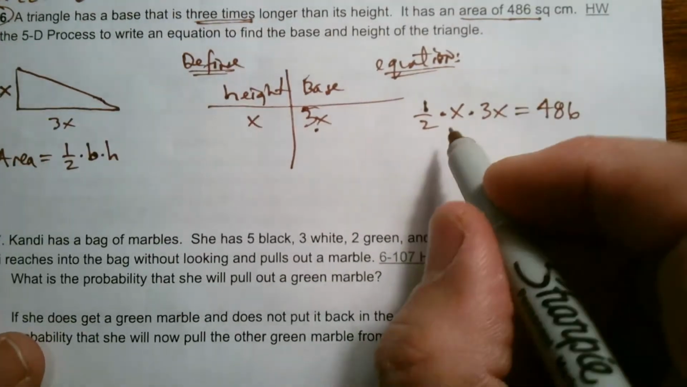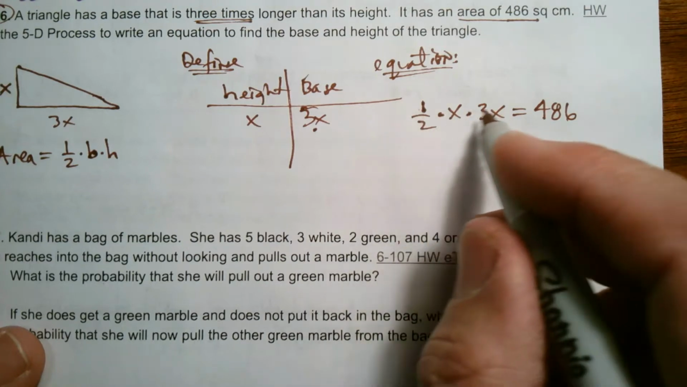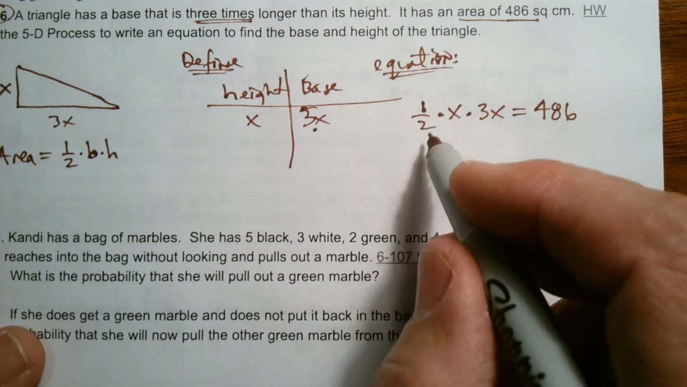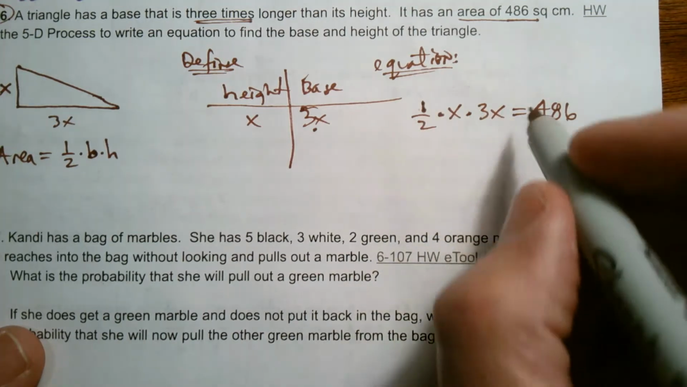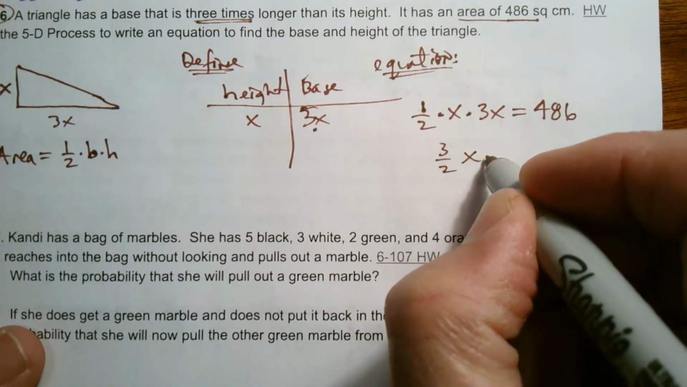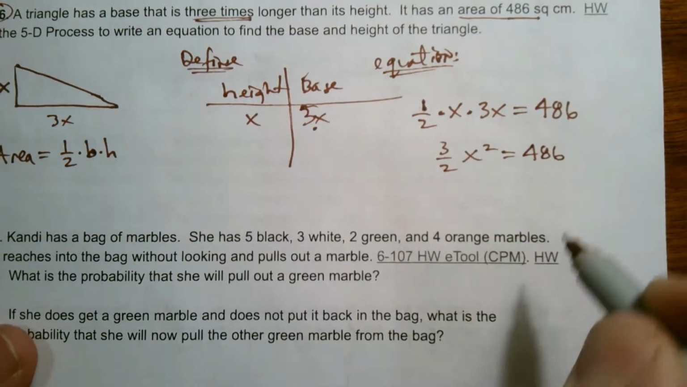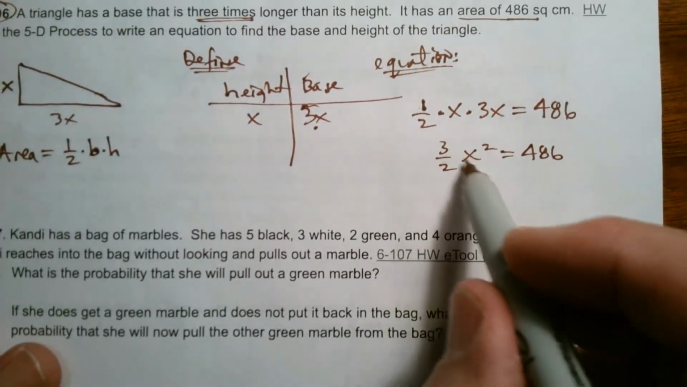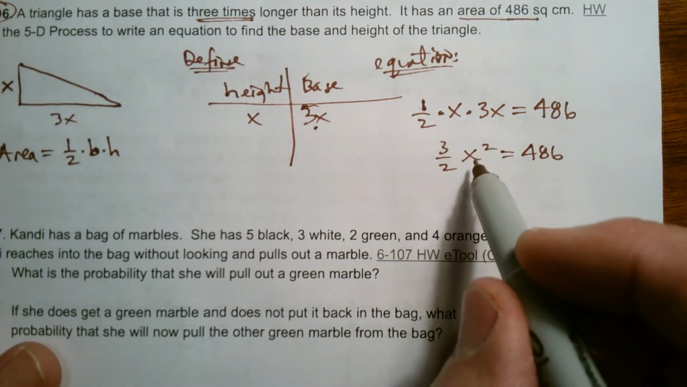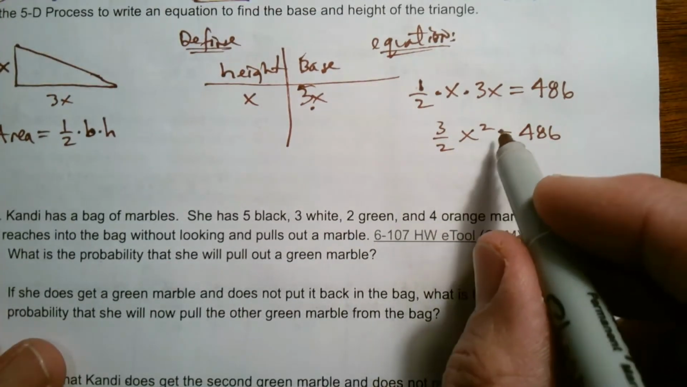So let's see if we can pick apart this equation and solve it. First of all, I'm going to take my coefficients, my numbers, and multiply them. So I have 1/2 times x times 3 times x. So 3 times 1/2 is 3/2. x times x is x squared, equals 486. So first of all, I'm going to have a something squared. So let's get that squared part alone first. Let's isolate the x squared.